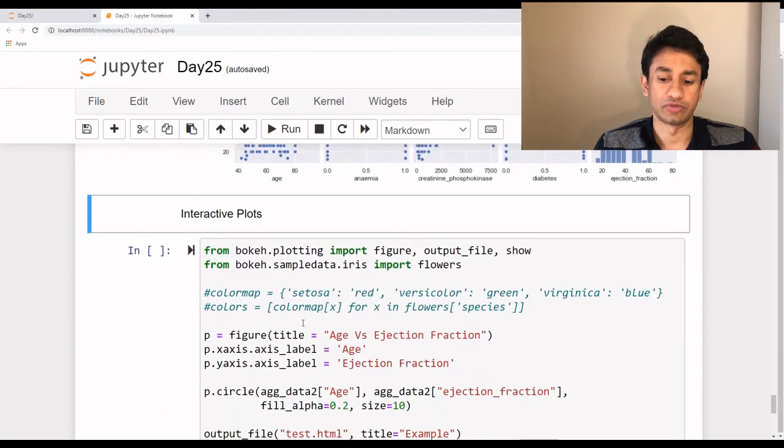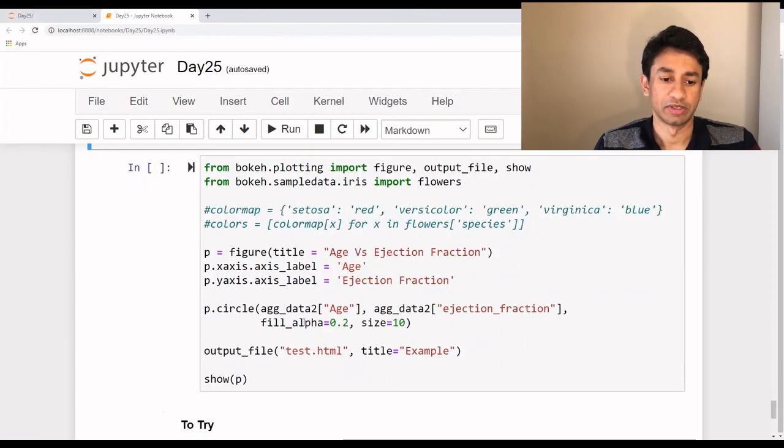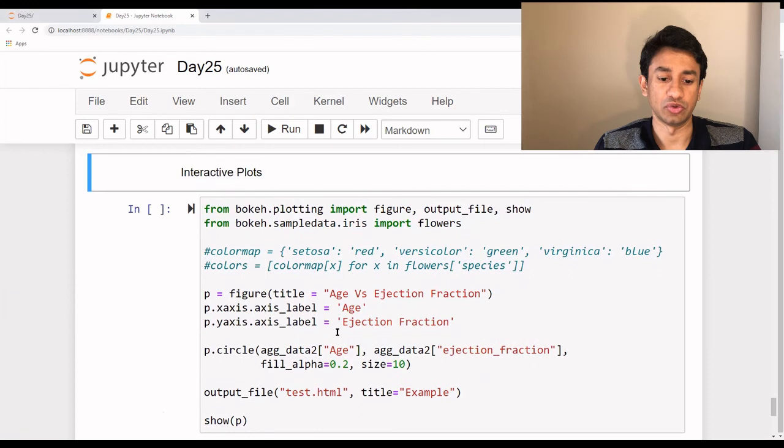So the final one for today, as well as for visualization, is about plotting interactive plots. We are going to use Bokeh for this. If you want to try this one, you need to install this particular package before executing this. So what I'm going to do is make use of age as well as the ejection fraction, and I'm going to make a simple plot. So let me execute this one.